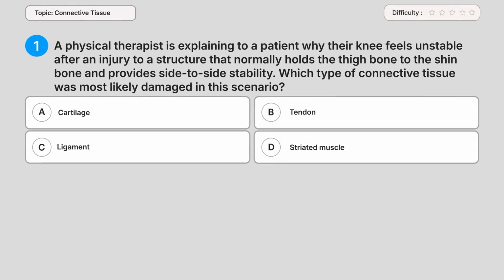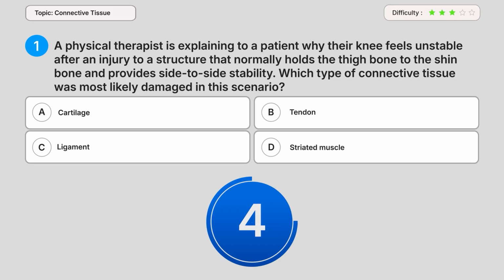1. A physical therapist is explaining to a patient why their knee feels unstable after an injury to a structure that normally holds the thigh bone to the shin bone and provides side-to-side stability. Which type of connective tissue was most likely damaged in this scenario? A. Cartilage. B. Tendon. C. Ligament. D. Striated muscle. Can you guess the answer?